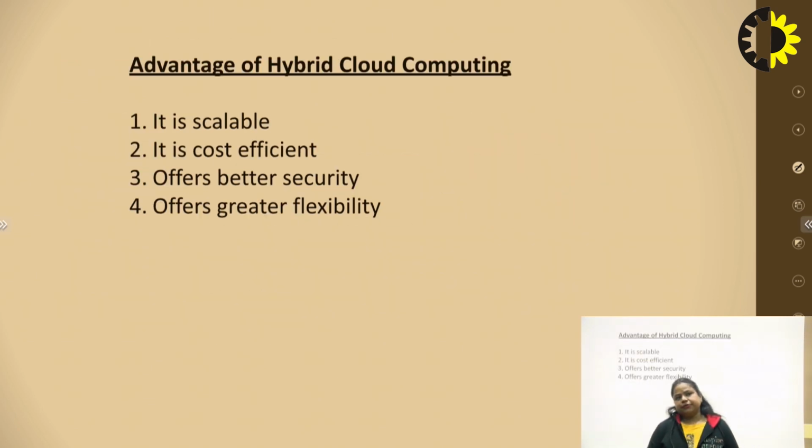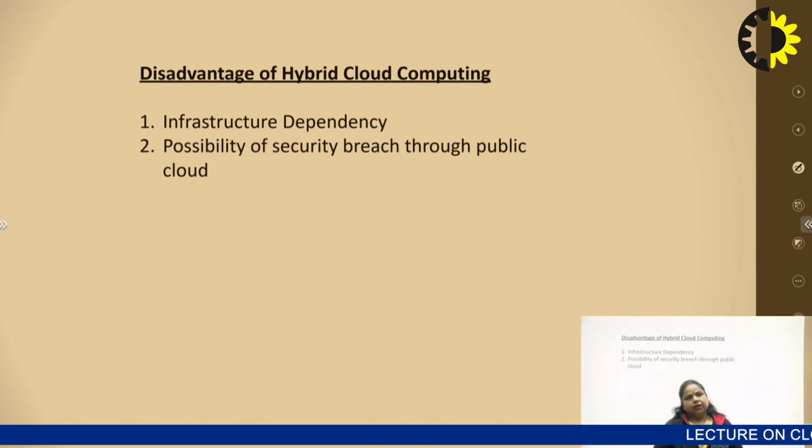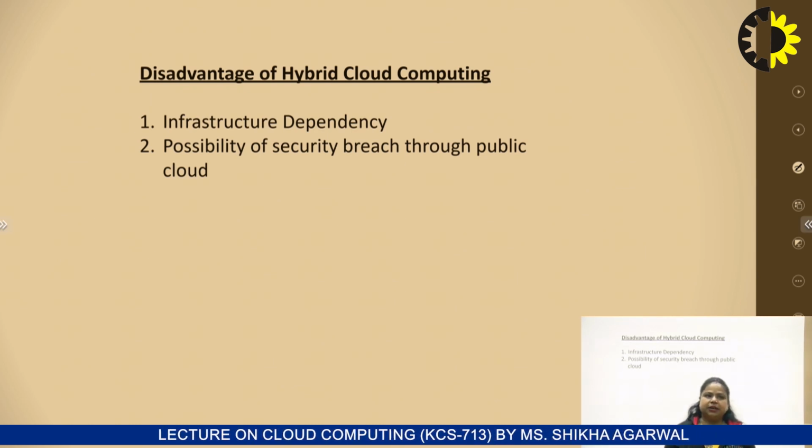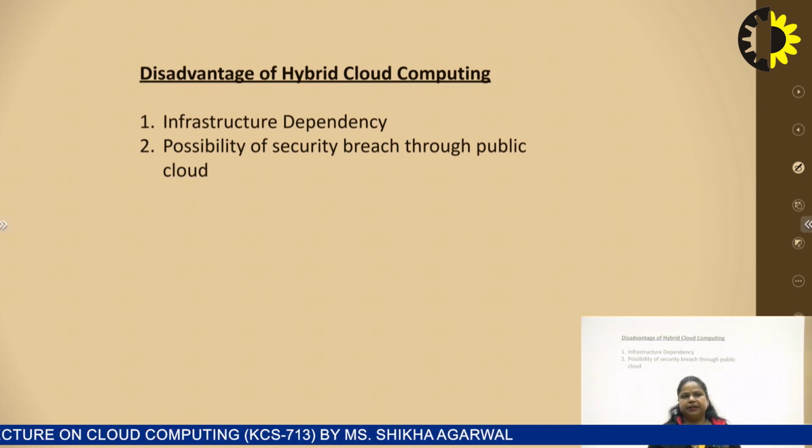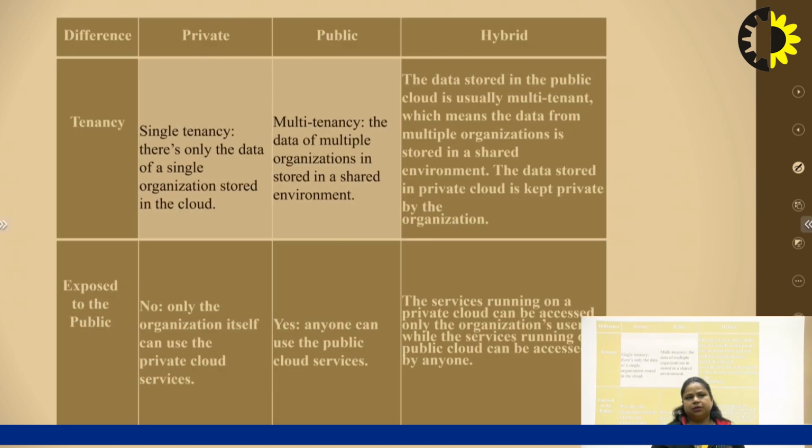Basically, the benefits of using this: it is scalable, and it is cost efficient because we are dealing with both things, private as well as public. So it is somewhere cost efficient. It offers better security and better flexibility. Now the disadvantage is infrastructure dependency. Because we need to create a hybrid cloud, we are dependent on the infrastructure. There is a possibility of security breach through the public clouds.